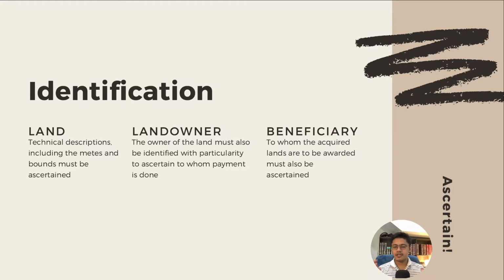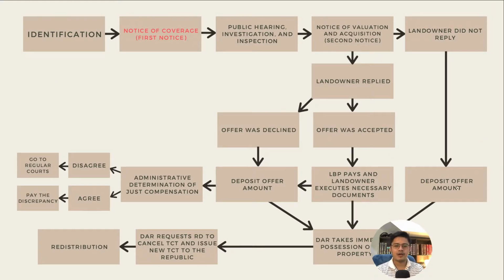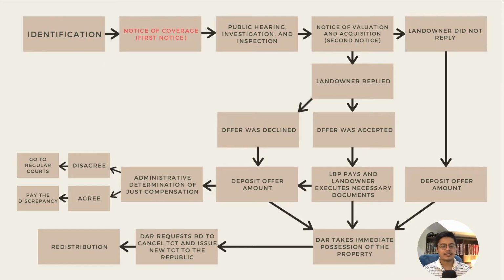Suffice it to say for now that as a starting point to the process of compulsory acquisition, these three things must be identified: the land, the landowner, and the beneficiary. All right. So that's the first step, the first phase for compulsory acquisition. Now, having identified the land, the landowner, and the beneficiary, the process will move towards the issuance of the notice of coverage. All right.